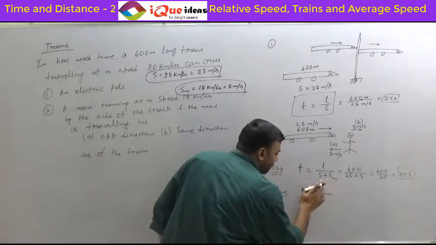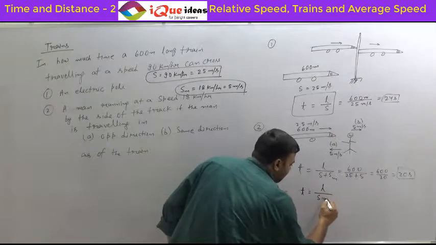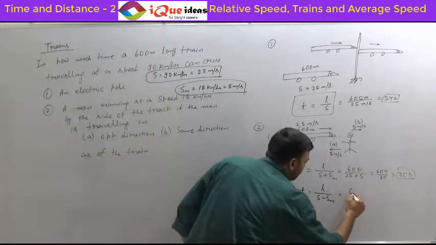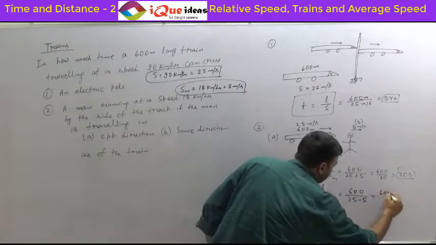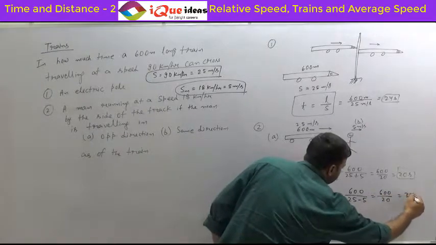Opposite, relative speed will change. So speed of train minus speed of man. So this will become 600 divided by 25 minus 5, which is 600 divided by 20, which is 30 seconds.